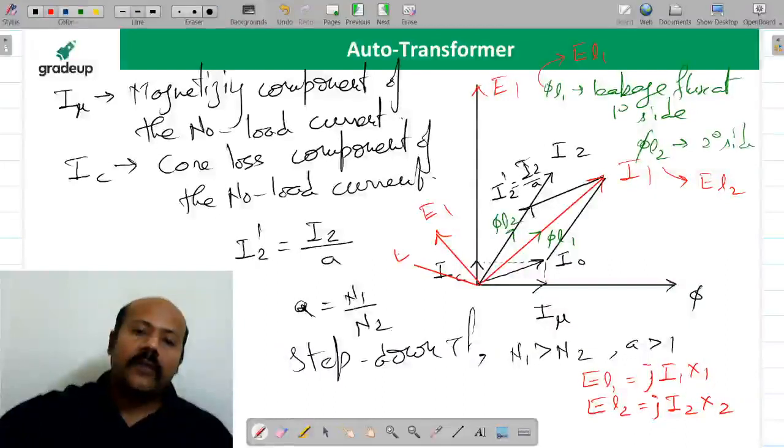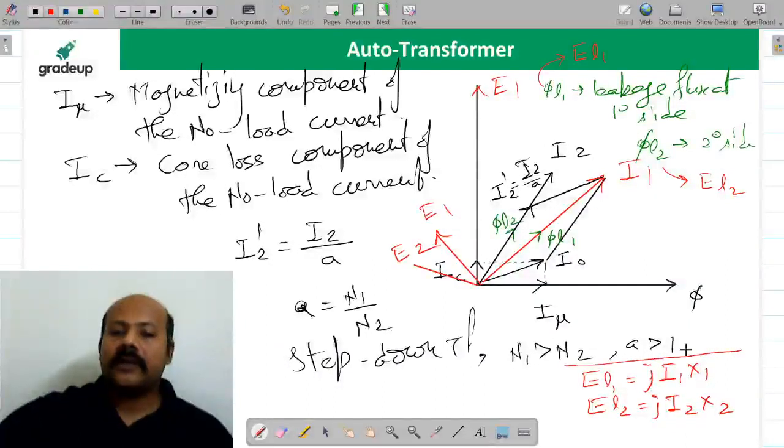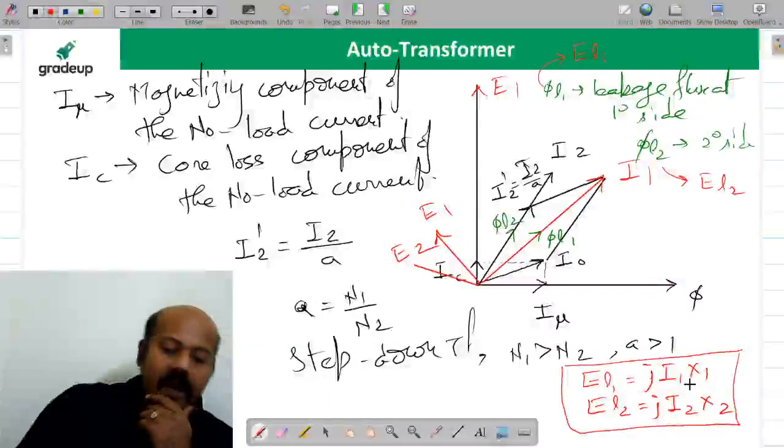So this is your E1, this is your E2, and this is the understanding of how we are going to model the X1 and X2 in the circuit.